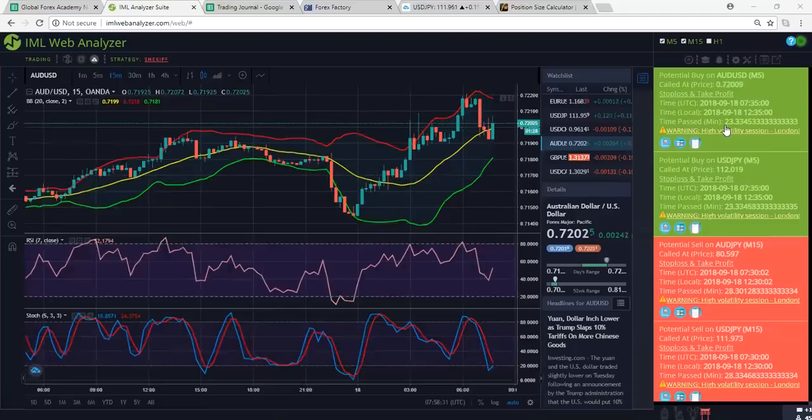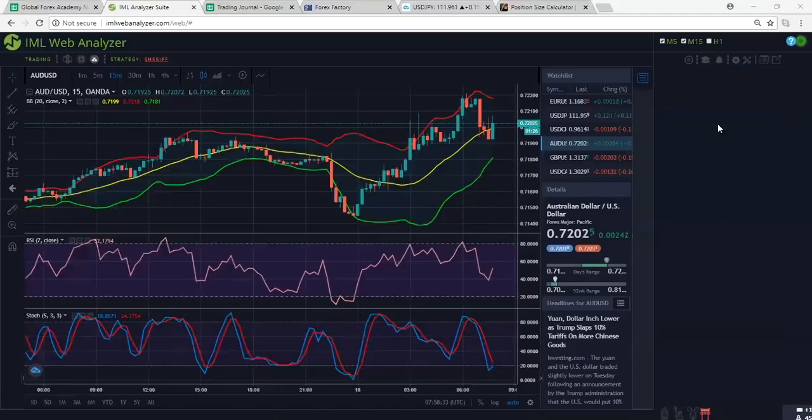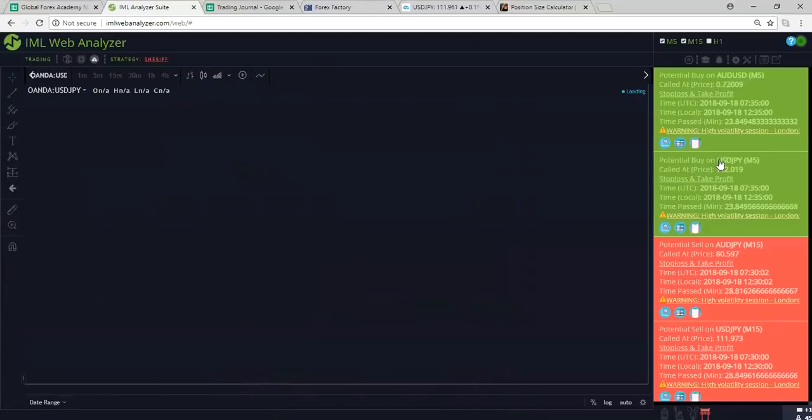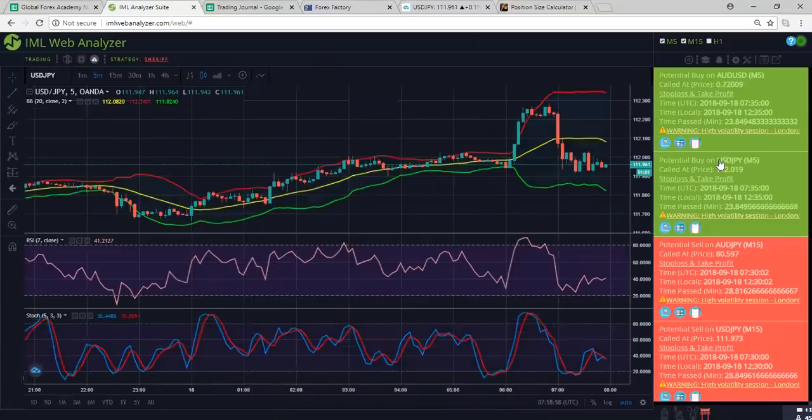So I know that 23 minutes ago, right here, because you could look at time past, and it tells you 23 minutes ago, Web Analyzer called a buy. However, in the last 23 minutes, price was nowhere near the bottom of this band. So that's not a confirmation for me. So as soon as I see that, I don't even consider this trade at all. I move on to the next one. So that's how you determine not to take the trade. If it doesn't line up with your confirmations, you do not take the trade at all.